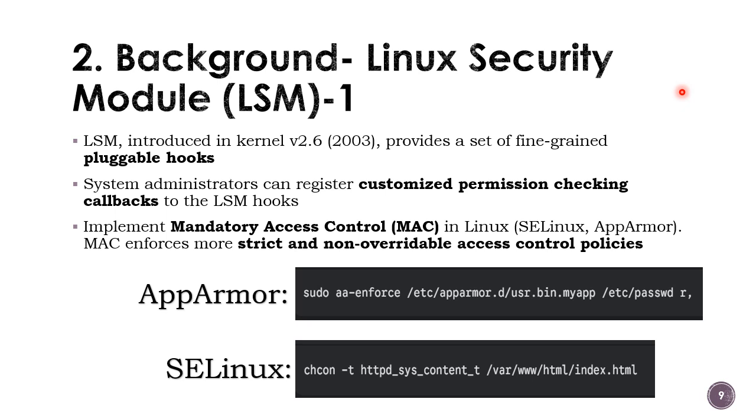So the next access control policy we have is LSM, the Linux Security Module. This is a really unique module in the Linux kernel because it is not actually hard-coded in the Linux kernel source code. It is pluggable hooks.